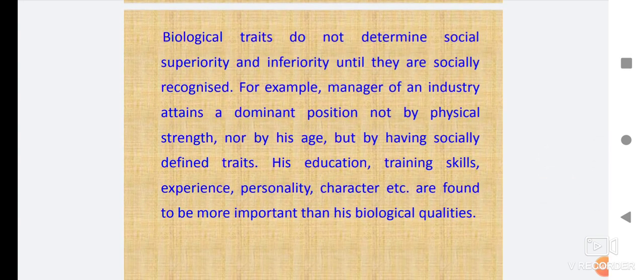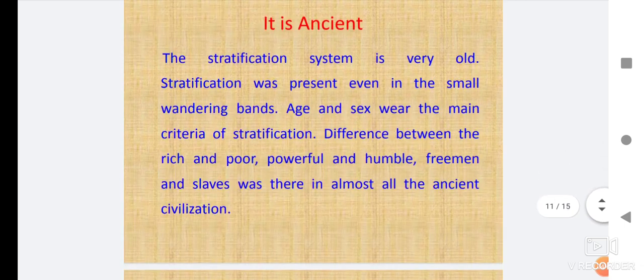Biological traits do not determine social superiority and inferiority until they are socially recognized. For example, the manager of an industry attains a dominant position not by physical strength nor by his age but by having socially defined traits. His education, training, skills, experience, personality, character, etc. are found to be more important than his biological qualities.